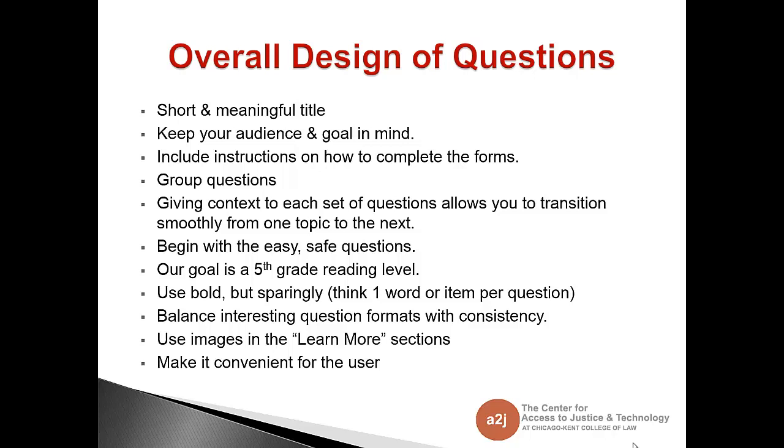Group like questions together. If you have questions that ask about children, ask all the children questions together. If you have questions about income, ask all the income questions together. By giving context to each set of questions, you can transition smoothly from one topic to the next. So tell your end user that in this next set of questions, you're going to be asking about their income or you're going to be asking about their expenses. And then you can smoothly transition from one topic to the next.